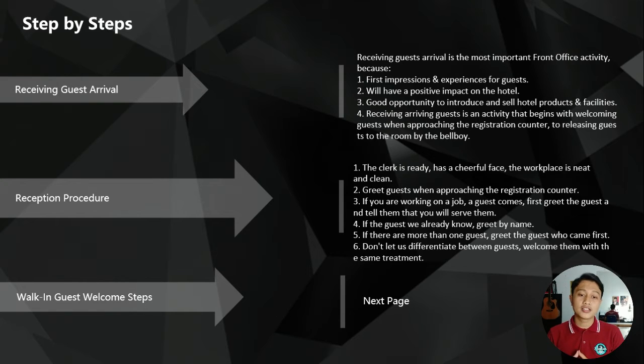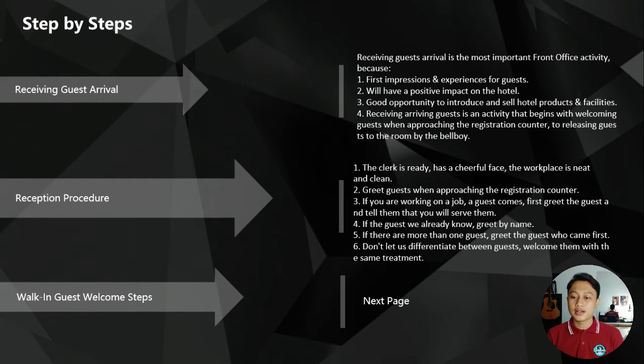So right now I will explain step by step. There are three steps to handling walk-in guests. Step number one, receiving guest arrival. Receiving guest arrival is the most important for front office activities because, number one, first impression and experiences for guests. Number two, it will have a positive impact on the hotel. Number three, it is a good opportunity to introduce and sell hotel products and facilities.